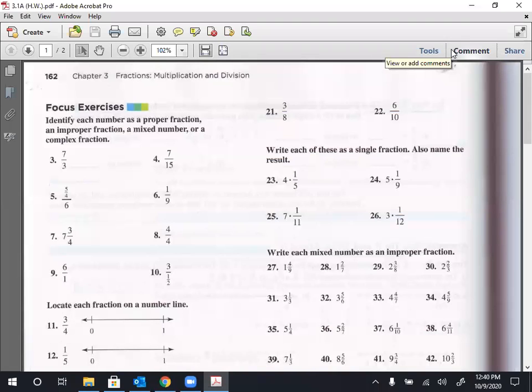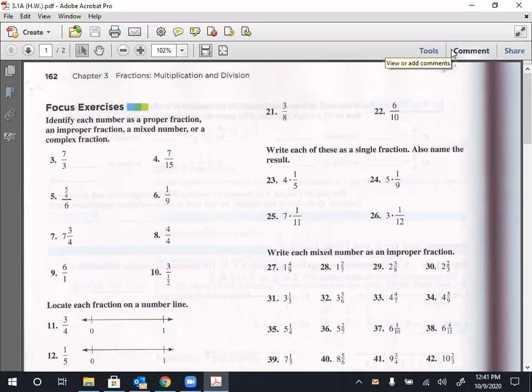So the first section where it says 1 through 10. The first section, you're going to identify each as a proper fraction, an improper fraction, a mixed number, or a complex fraction. So I'm going to give you some definitions first, because these are based on definitions.